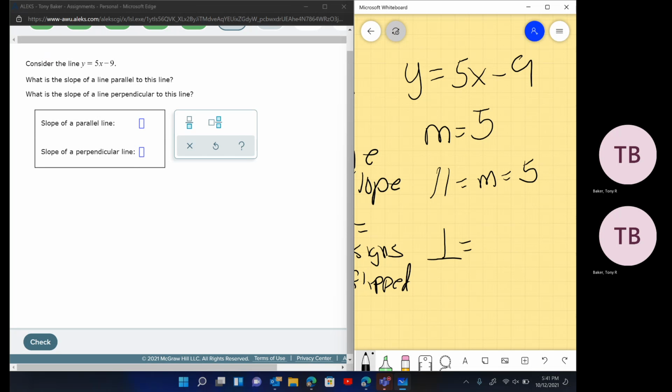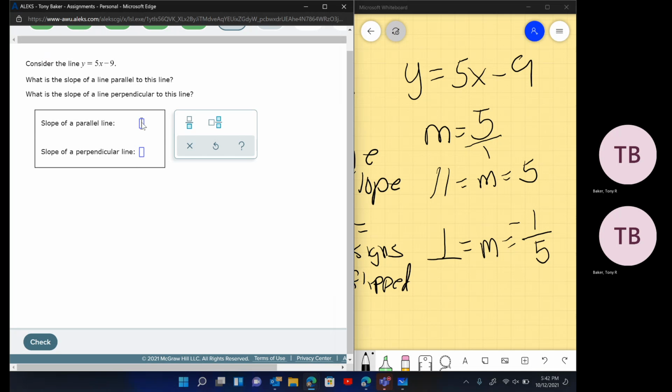Perpendicular, I'm flipping it over and changing its sign. So this is positive, correct? So it's going to be negative. Now, if I flip over 5, what am I going to have? 1 over 5. Very good. Remember, any whole number is always over 1. You don't have to write it, but when I flip it over, that 1 becomes important because I do have to put it on top. M is my slope. You do not have to put the M in the actual answer. You just have to put the number. So parallel is 5, and perpendicular is negative 1/5.